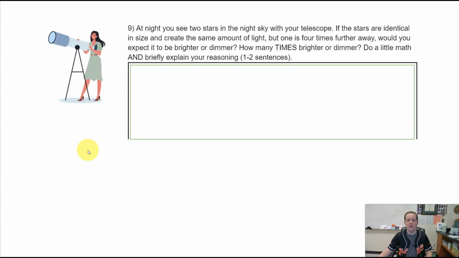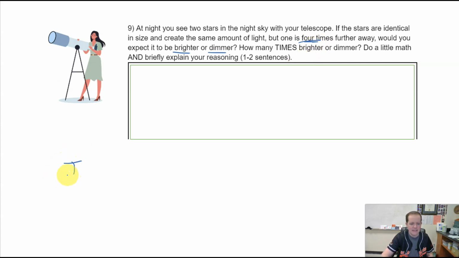We're just about done. Number 9, I see 2 stars out at night. Let's assume they're normally the same size, and they would be pumping out the same amount of light, but one of them is 4 times as far away. Would you expect it to be brighter or dimmer? So I'm asking about the intensity. Would the intensity be more or less? And then how many times? So this other star is 4 times farther away.